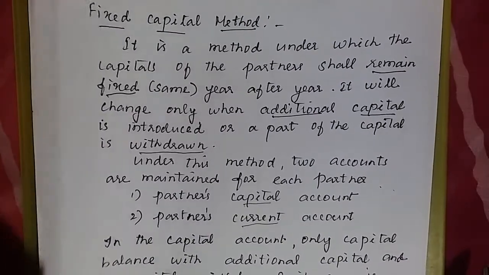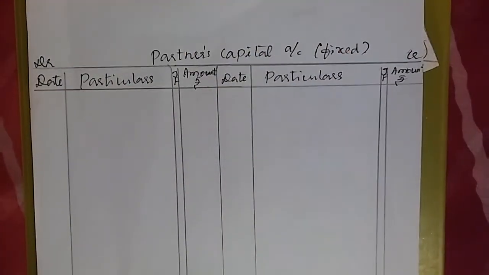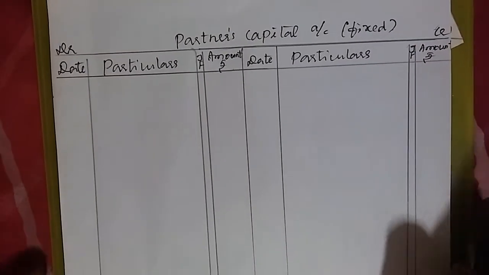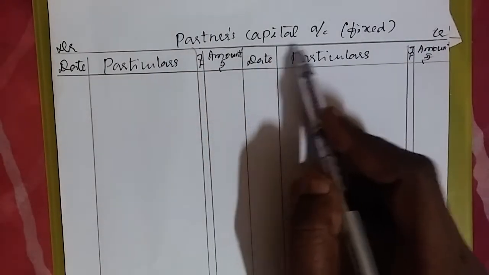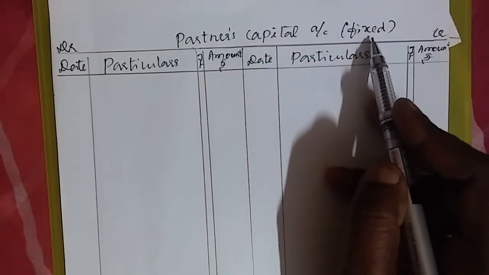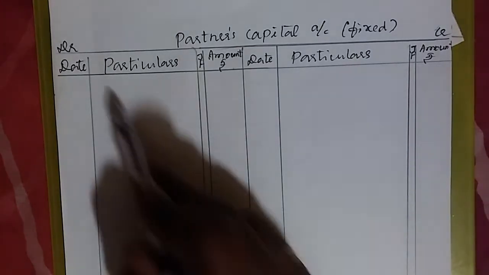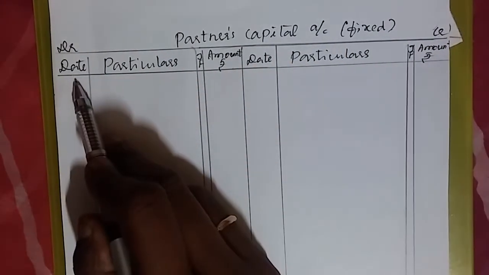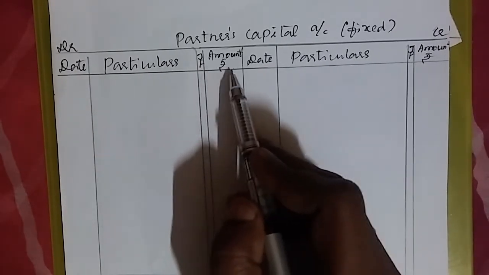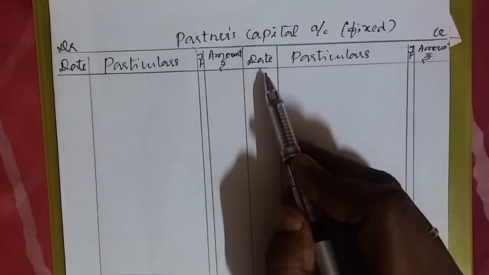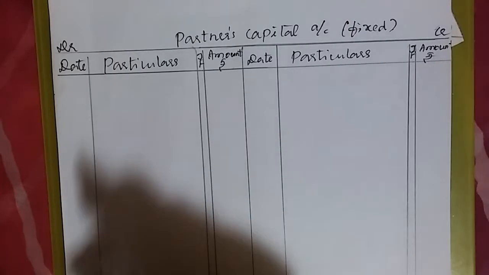So we shall discuss the pro forma of fixed capital method. Pro forma of partner's capital and partner's current account under fixed capital method. We shall see the pro forma here. First, partner's capital account. Under which method? Fixed method. See here the ledger table. Debit. Here it is what? Credit. On debit side, date, particulars, JF. JF means what? Journal folio, amount. Same for credit: date, particulars, journal folio, amount.